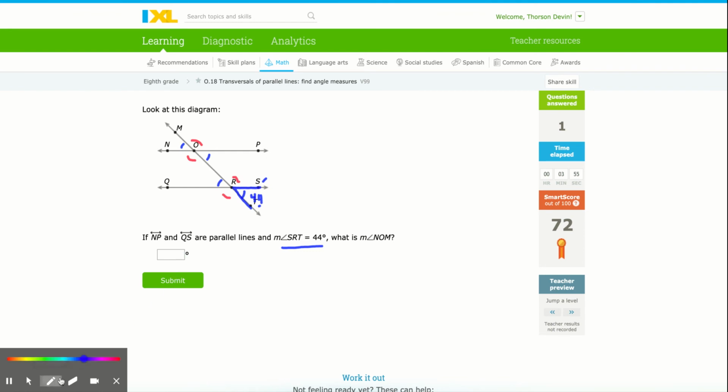This angle is 44 degrees, so I'm going to calculate the red angle measure then. The red angle measure, which is the other part of 180, will be 136. So all the red angles are 136. Now I just look to see which one it's asking for. NOM, which here's N, going to O, going out to M. That's a blue angle. That's a small angle. So the angle measure is 44 degrees.